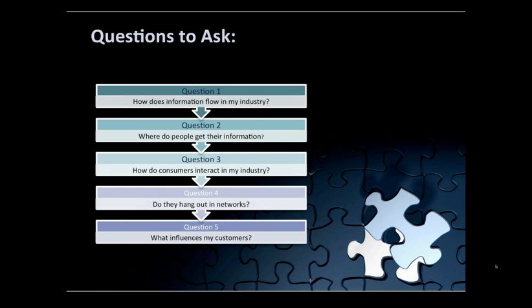Question 2 is, where do people get their information from? Where do they get their information from about your industry, about your company? Question 3 is, how do consumers interact in your industry? Do they? Maybe they don't. Maybe they just buy the product and they're done. Question 4 is, do they hang out in networks? And if so, what networks? More specifically. Question 5 is, what influences your customers, your specific customers, not customers within your industry, but within your company?